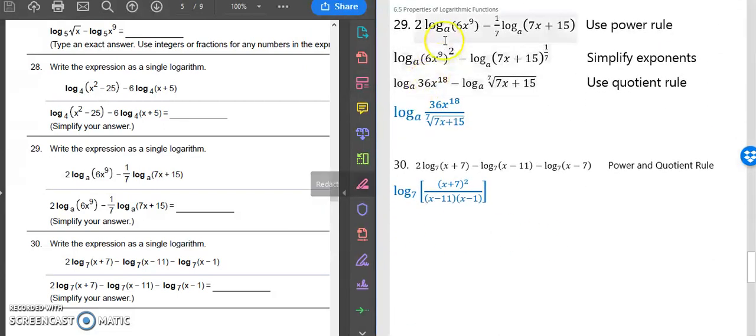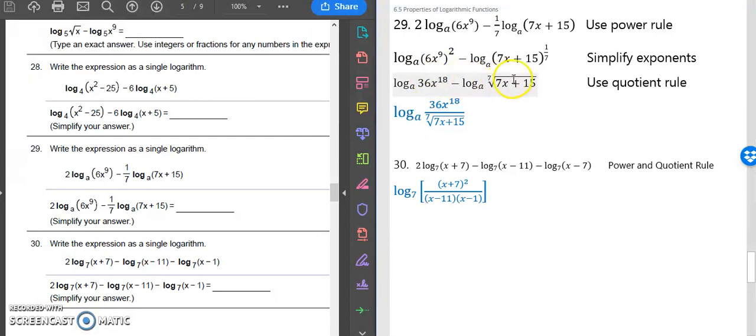So now for number 29, again, we want to rewrite it, basically condensing it back together. So first we want to apply the power rule. We'll take this 2 and bring it up here and attach it to our argument as the exponent. And then over here on this side, we have 1/7, and we'll make this our exponent over here on the right side. So now we'll have 6x to the 9th, and this will all be squared. So we can simplify this exponent here, and we can make this become 36 because we have 6 squared, which is 36. And here we're going to multiply the exponents. x to the 9th squared will become x to the 18th.